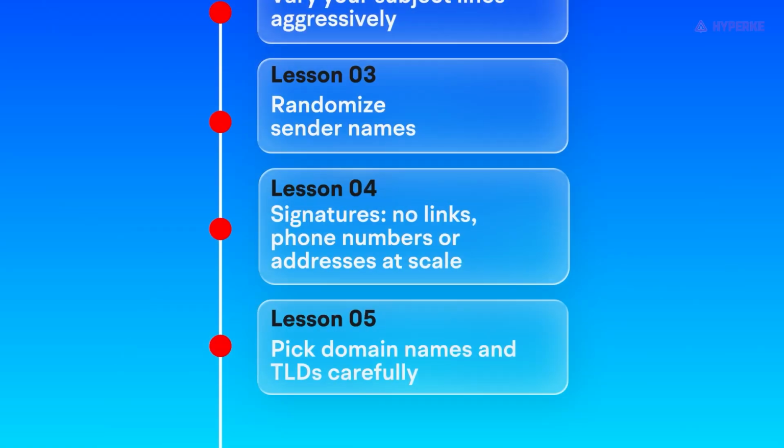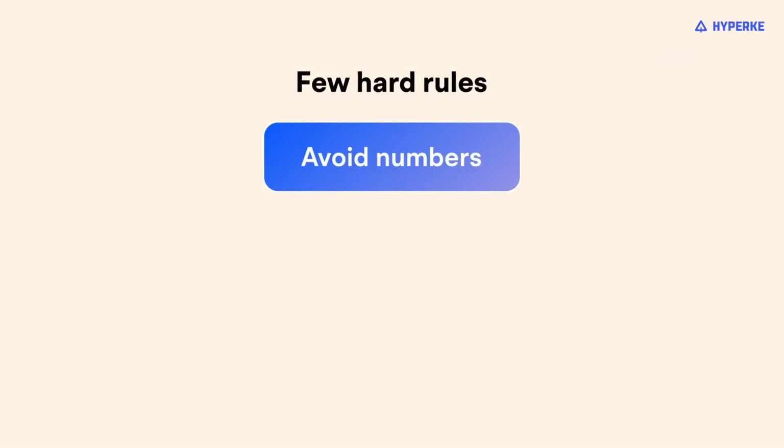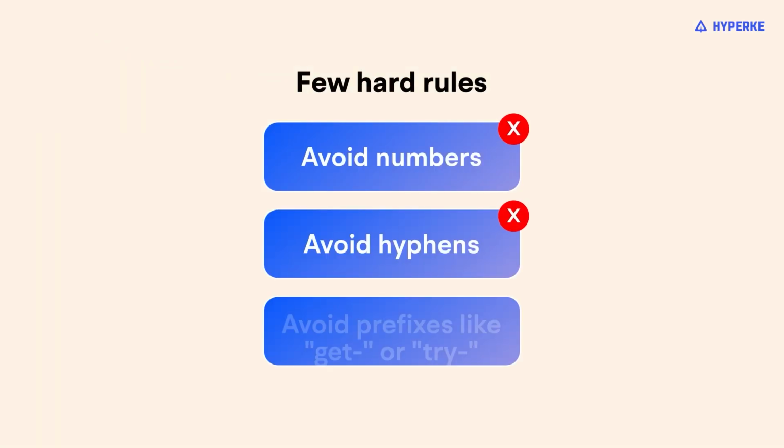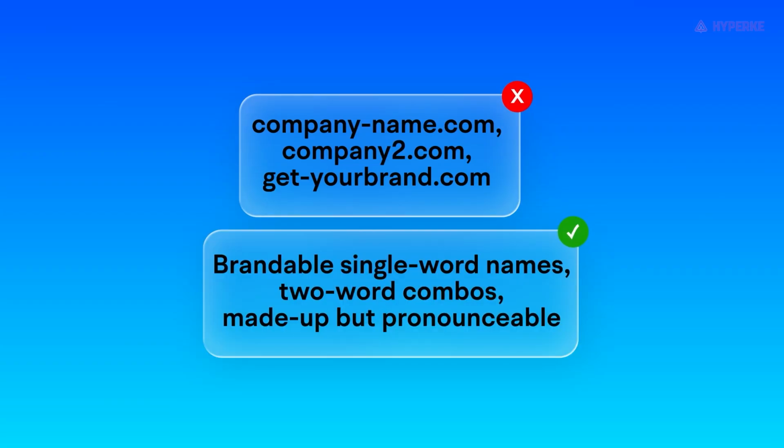Lesson number 5, choosing the right domain names and TLDs. This one's easy. Just take it as a rule. When you're purchasing secondary domains for outreach, avoid domains with numbers, avoid domains with hyphens, avoid prefixes like get or try. As much as possible, try to get generic, brandable single word names. And these names don't even have to exist. It doesn't have to be a real word. It just has to be easy to say.